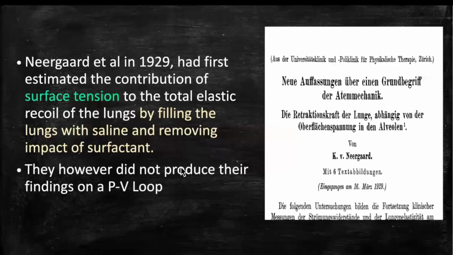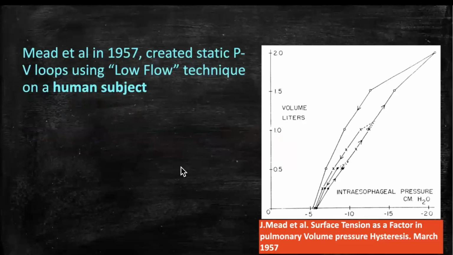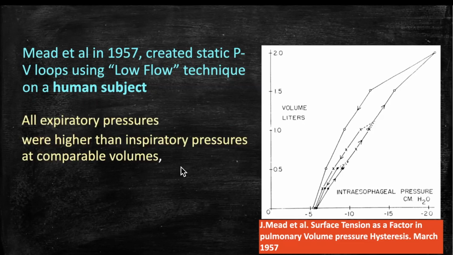But Nygaard et al. in 1929 has to be given credit for this, because this person was the first person who instilled saline in the lung and found that it was the surfactant which is responsible for the distension of the lungs. But he did not study the PV loop because till then the technology was not that mature. And then in 1957, Mead et al. did this landmark study, in fact. This was the first study on human subjects. Today it looks very simple, but we need to understand the historical aspect of how they discovered these things, and we should be so grateful to these people.